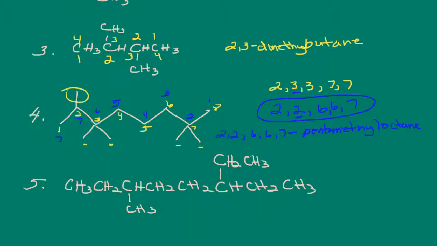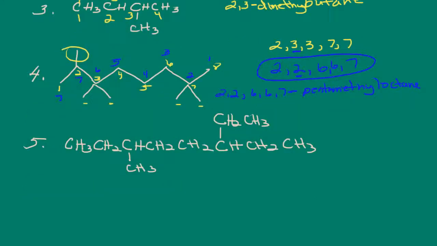So let's finally go to number 5. And let's see, my longest continuous carbon chain has 3, 4, 5, 6, 7, 8 carbons. So what we have here is an octane. Okay, so we have our octane. And let's go ahead and number from left to right. And let's go ahead and number them from right to left here. So that becomes carbon 1, 2, 3, 4, 5, 6, 7, and 8. All right, let's continue to name this.